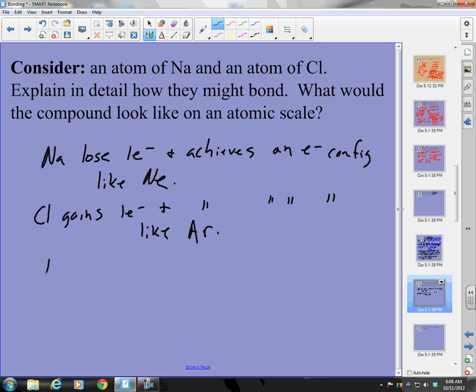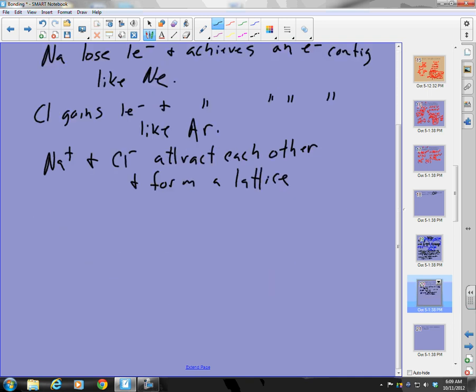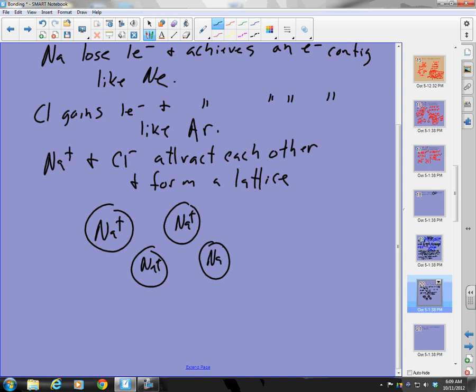Good. Now I have what? Na+ and the Cl- attract each other and form a lattice. Now, how does that lattice look? It looks something like this, right? Na+, Na+, Na+, and so on across the row.